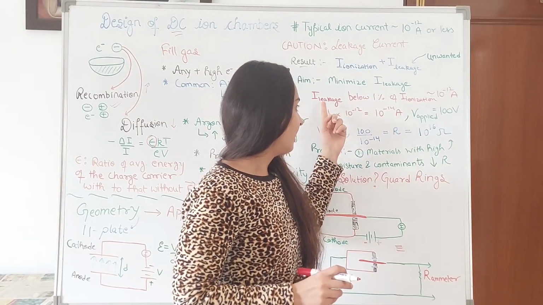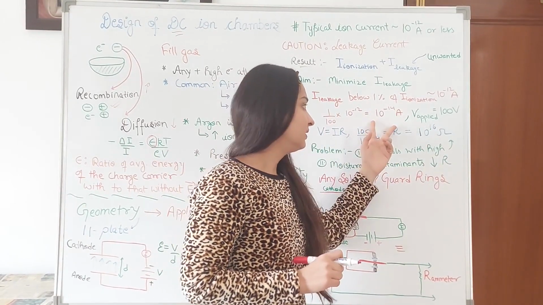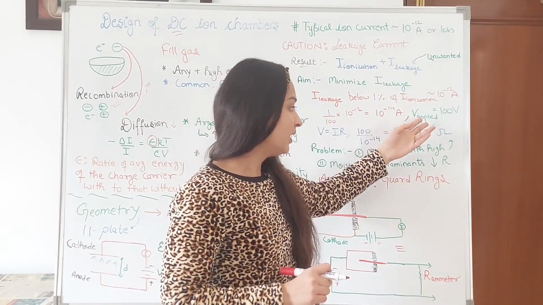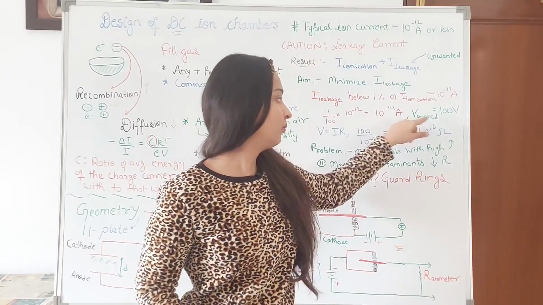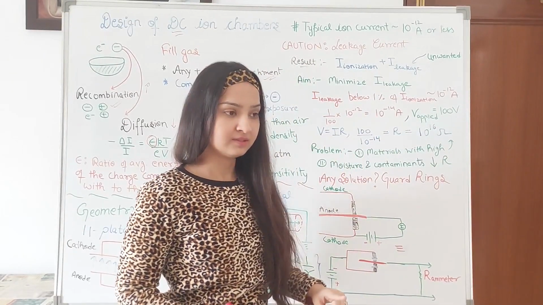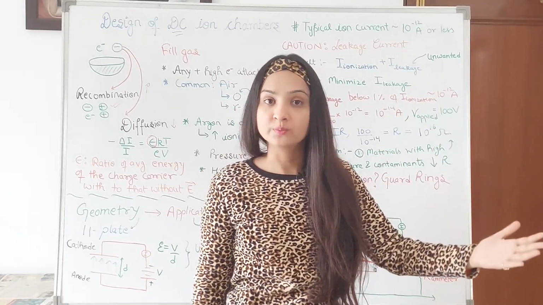So I want my leakage current to be of this order, so that addition of this into this won't make much difference. And if my applied voltage is 100 volts, applying Ohm's law, the amount of resistance that I'll be getting is of the order of 10 to the power 16 ohms.